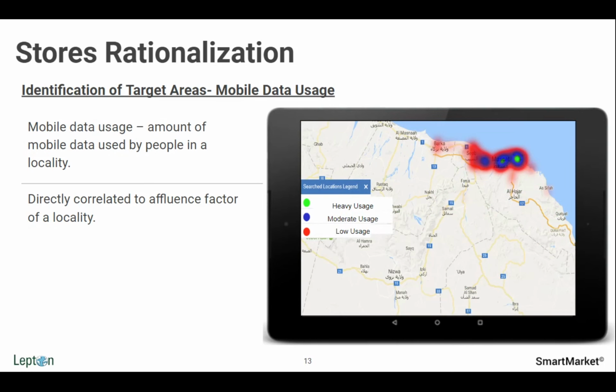Next is mobile data usage again. The areas where average mobile data consumption is more have relatively higher affluence compared to the areas where mobile data consumption is low. And I can target my product accordingly. I can find the right set of audience accordingly.